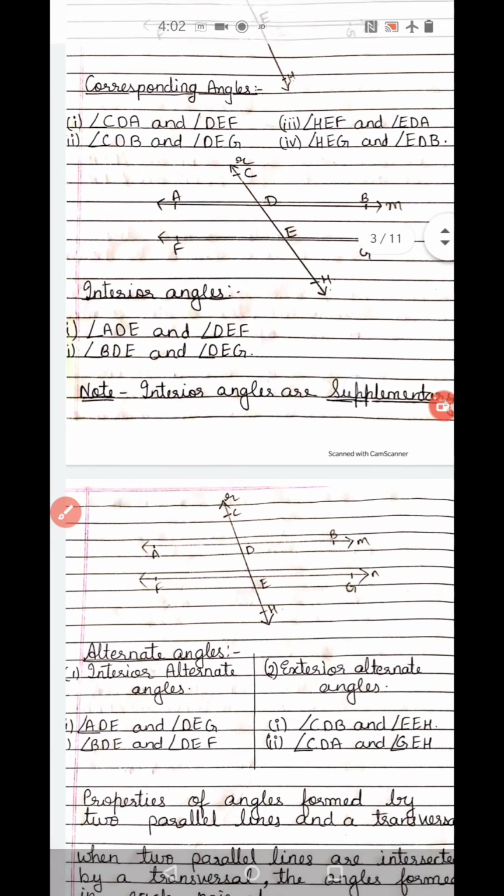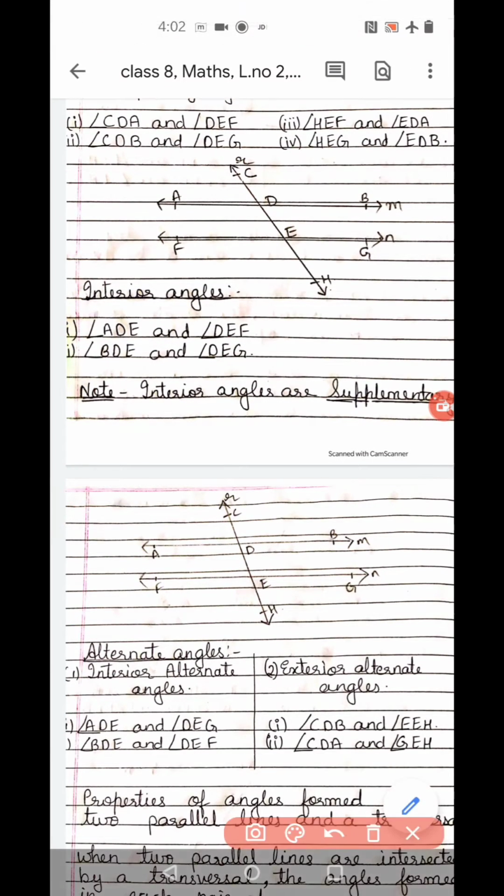Next we have interior angles. I have drawn the same diagram. What are interior angles? Again, line M and line N are parallel, and line R is the transversal, and the transversal cuts the lines M and N at the 2 points D and E. The part between the two parallel lines is called the intercept. DE is the intercept of the two parallel lines.